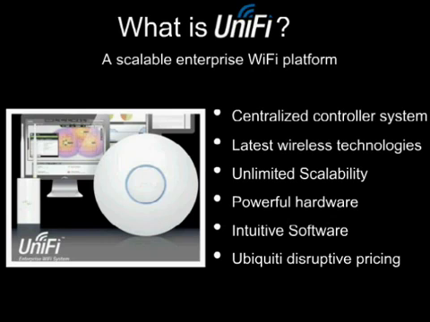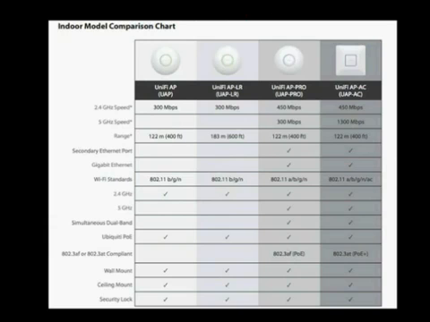Now, today we have 4 different indoor access point models that are available. They go everywhere from our simplest access point, which is the UniFi access point. That's an 802.11b, G, and N single band 2.4 gigahertz access point. We have our UniFi long range access point, which is also a single band access point, but it has a stronger radio, which allows you to have extended range.